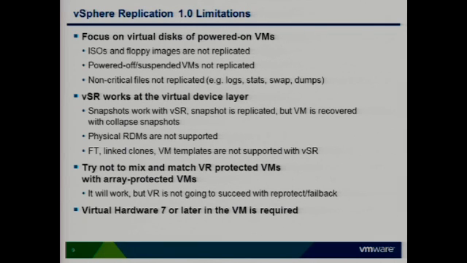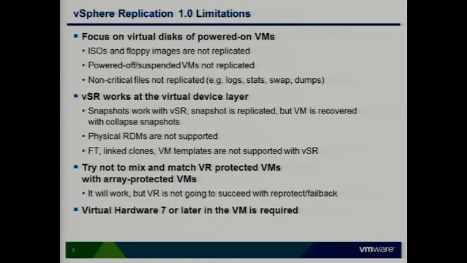So all the logs and the swap and all the rest of those things, that's usually a good thing. We don't want to waste our bandwidth on things like swap files. Device layer, I mentioned the snapshots. We talked about that. Physical RDMs will not be supported. Virtual compatible RDMs are supported because, again, we've at least got that driver that we can work with at that level. Fault-tolerant linked clones templates will not work at this point with vSphere replication.